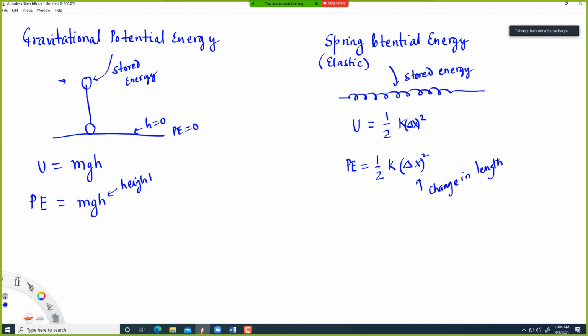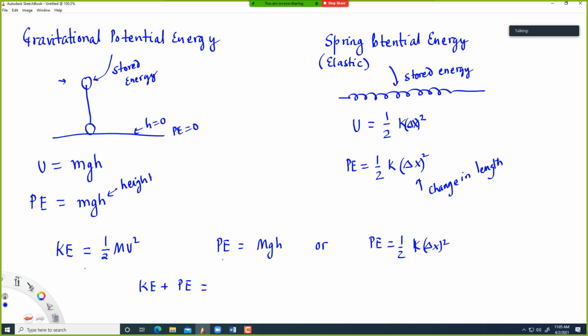So that's about the two types of energies we talked about so far. We have talked about kinetic energy, which is 1/2 mv squared, and here we talked about potential energy. Potential energy is mgh, or if it is spring potential energy, then it's 1/2 k delta x squared. And the sum of kinetic energy and potential energy is called mechanical energy. So when you add these two, it's the mechanical energy.